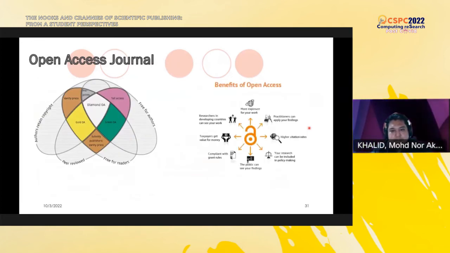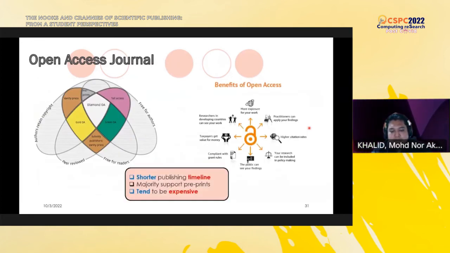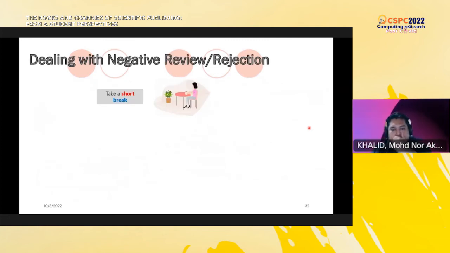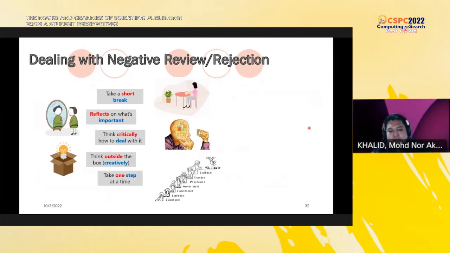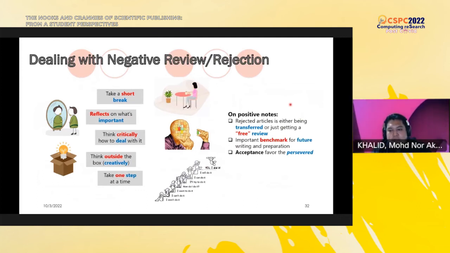Then sometimes you need to consider an open access journal. There are several benefits: shorter publishing timeline, support for preprints, but usually it's quite expensive. So whenever you get a negative review or rejection, I would recommend doing this. On a positive note, whenever you get rejected, there is now a transfer service. Basically, they will recommend your paper to be transferred to another more suitable journal, and that happened to me as well.